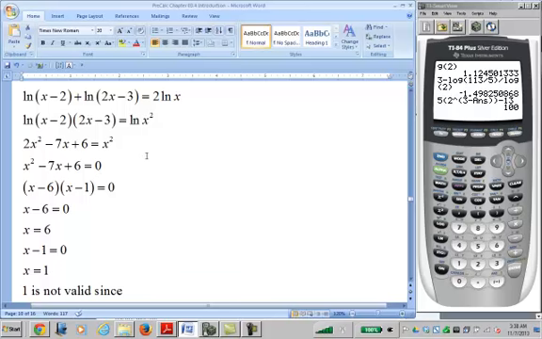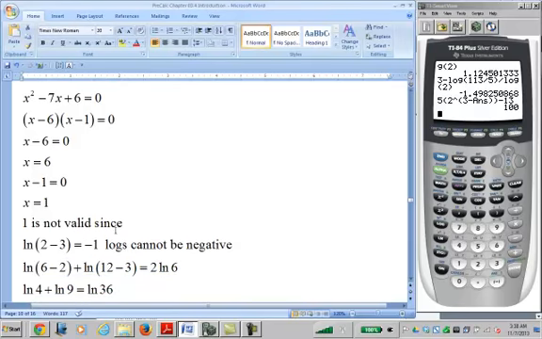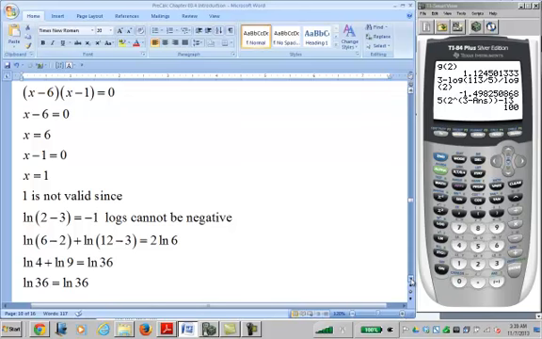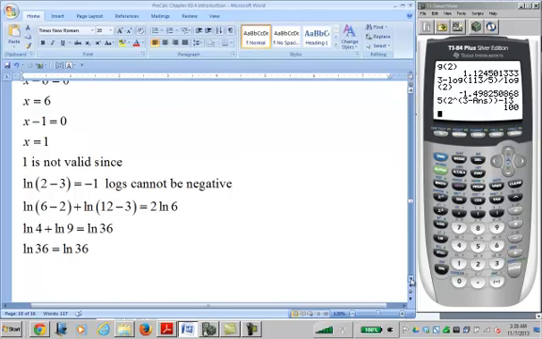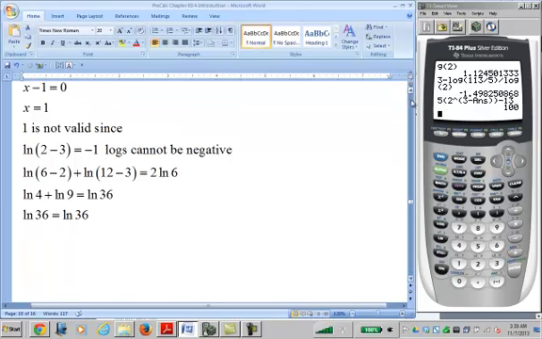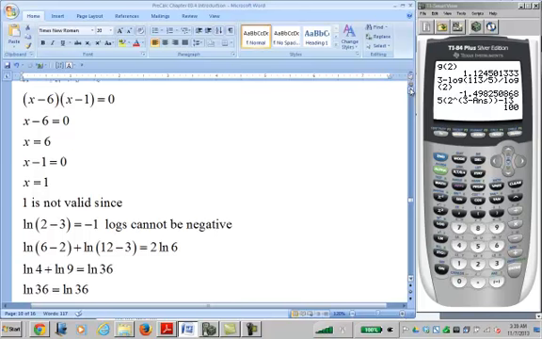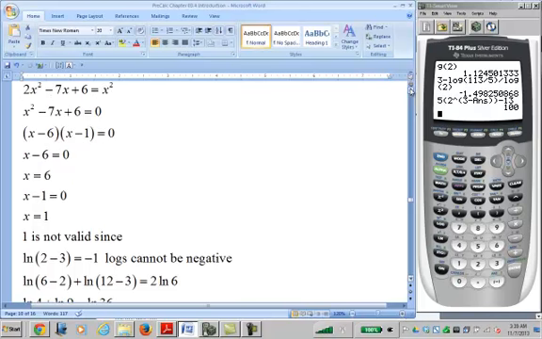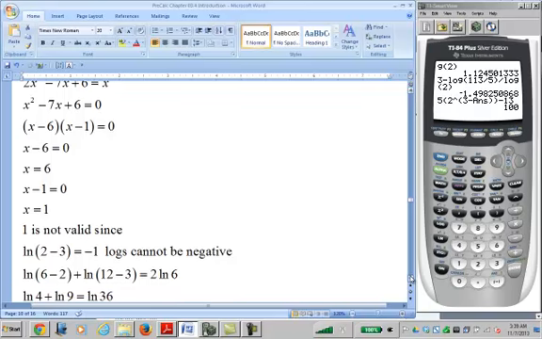x minus 1 equals 0, x equals 1. Now 1 is not valid since ln of 2 minus 3 equals ln of negative 1. Logs can't be negative. ln of 6 minus 2 plus ln of 12 minus 3 equals 2 times ln of 6. ln of 4 plus ln of 9 equals ln of 36. That works out. So we had an extraneous solution of x equals 1, whereas x equals 6 was okay.